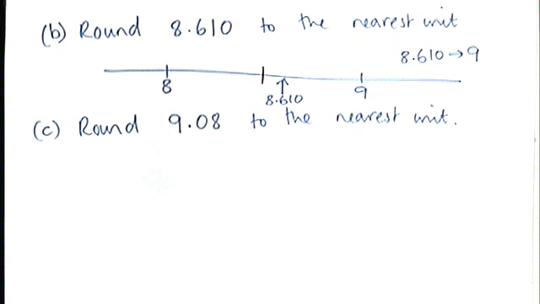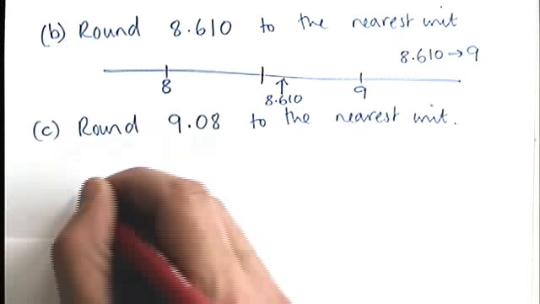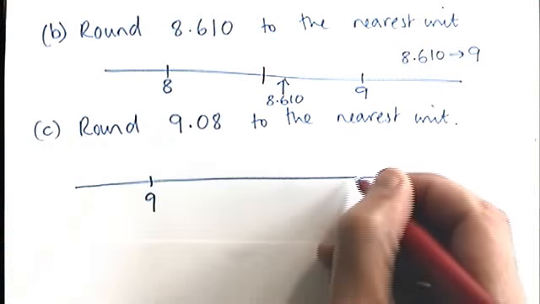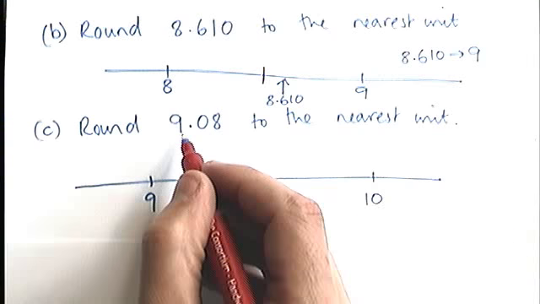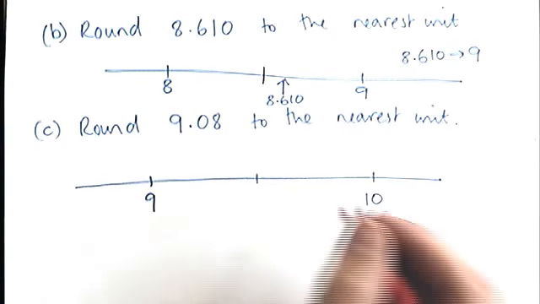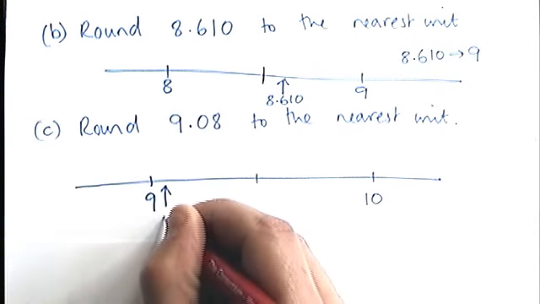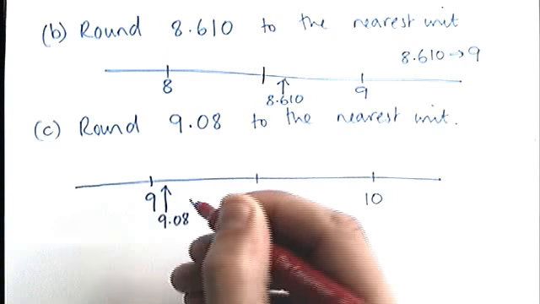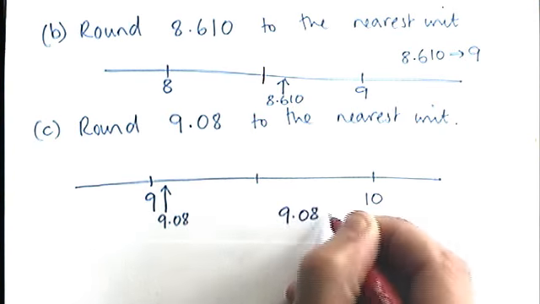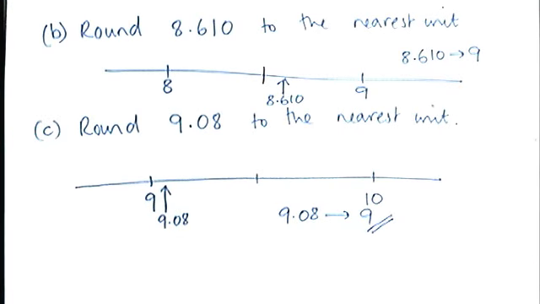This one here, round 9.08 to the nearest whole number, nearest units. Okay, so once again we'll go for a number line. Now I know 9.08 is bigger than 9, but smaller than 10. But 9.08, this is like £9 and 8 pence. Okay, it's nowhere near £9.50. Right, so it's right down here, £9 and 8 pence, just in there. Okay, so we say that rounds to 9 to the nearest whole unit.